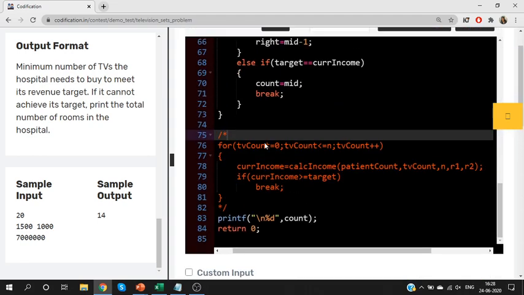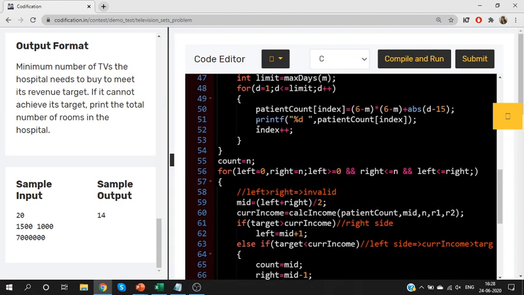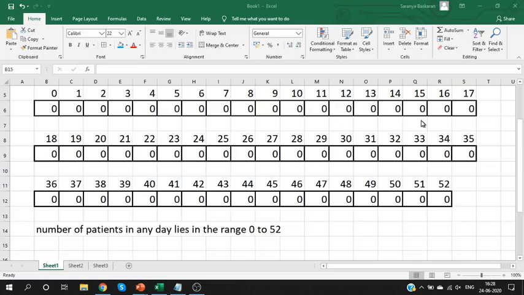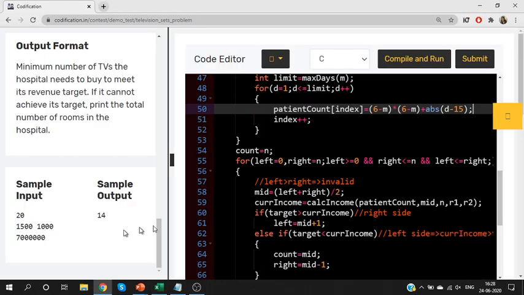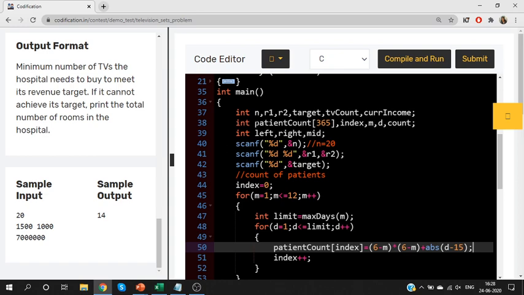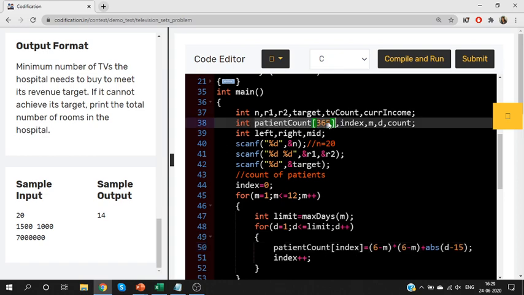Clear? So instead of storing them separately, instead of having 365 data, I'm going to reduce our data. All values will be in the range 0 to 52, right? So what we'll do here is create an array of size 53, because an array of size 53 will have indexes from 0 to 52. So create a count array of size 53. So the patient count array is going to be changed to size 53.